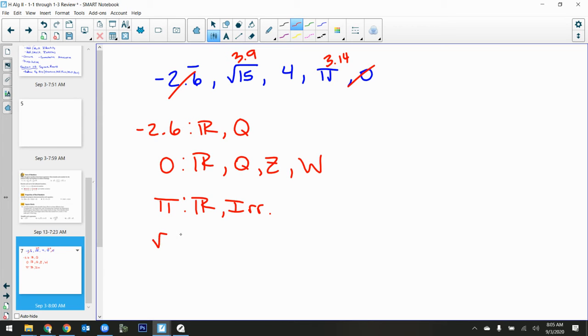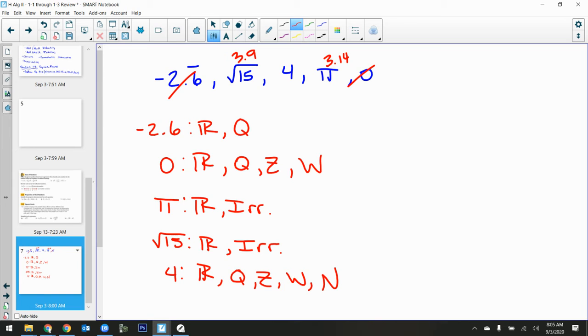And then we have the square root of 15. It's real. Is it rational or irrational? Irrational. Remember, any non-perfect square root is an irrational number. And then we have 4. It's real, it's rational, it's integer, it's whole, it's natural. One of the common numbers, not all of them.